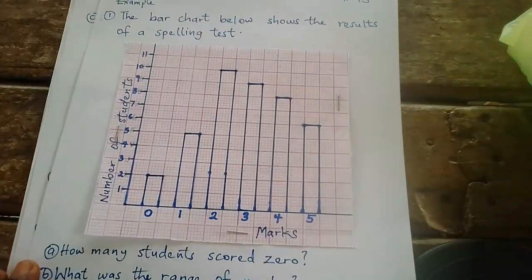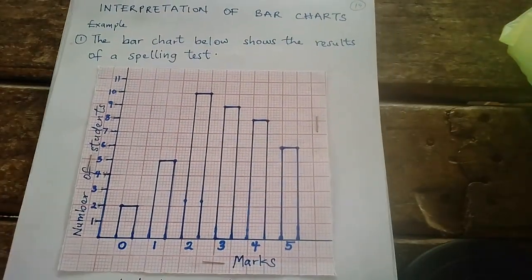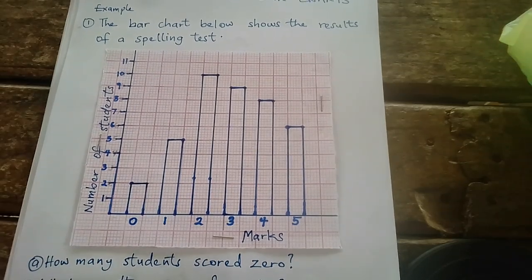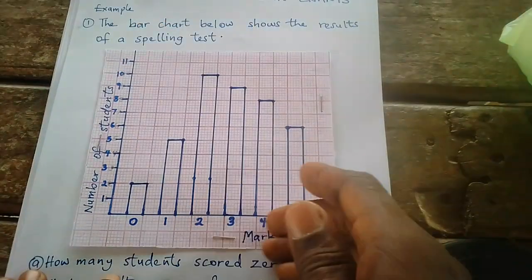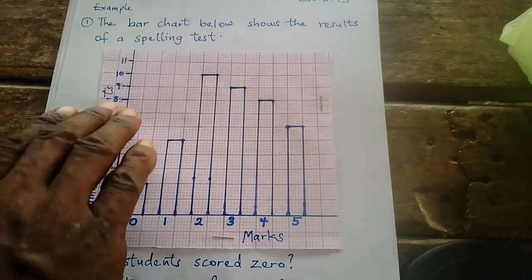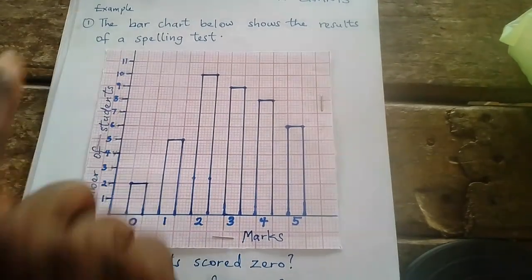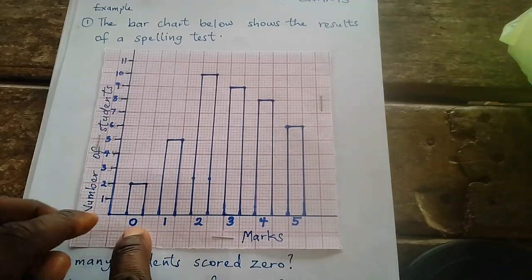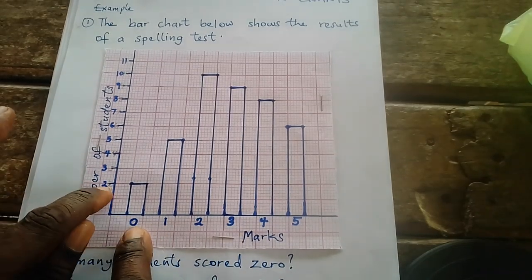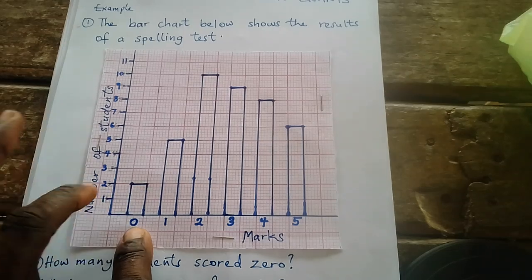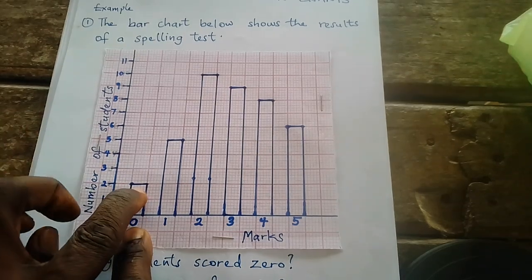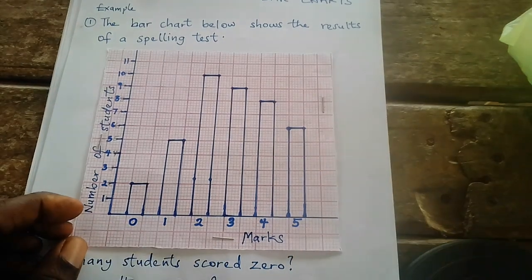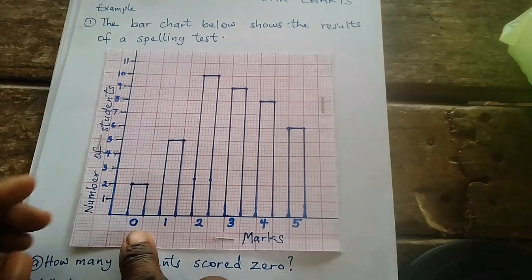So to answer this question, first of all, you can see the first question says how many students scored 0. If you look at my chart, you realize on the vertical you are having the number of students and this is the mark. So from here you can see how many students scored 0. You can see the rectangular block for 0, which is showing that 2 students scored 0. So that is easy. 2 students scored 0.